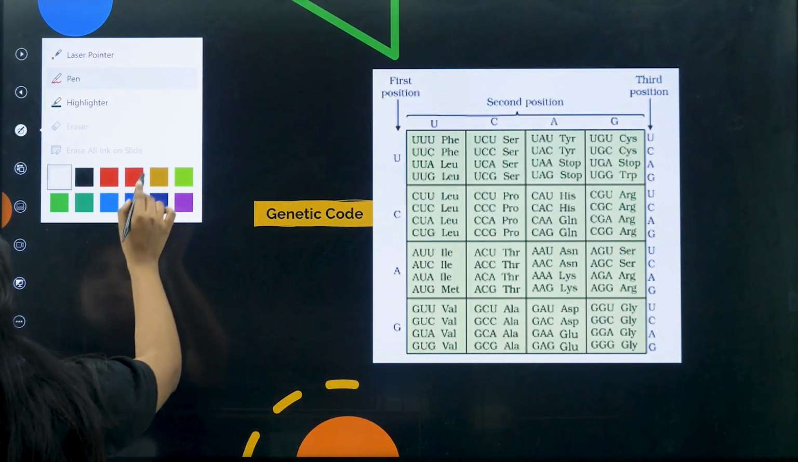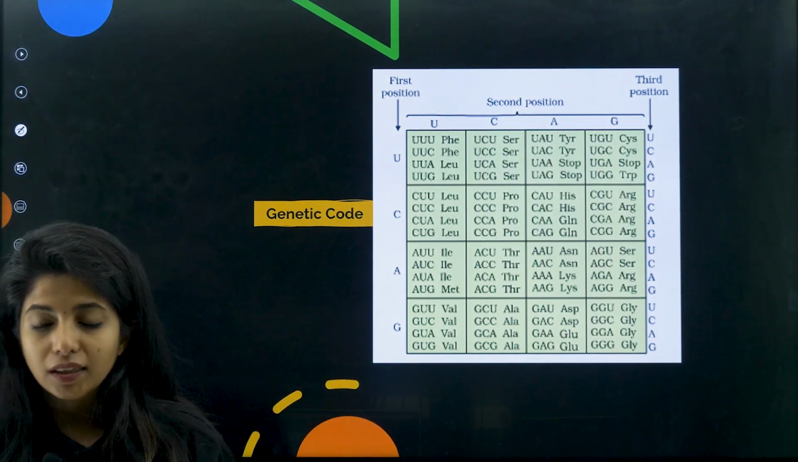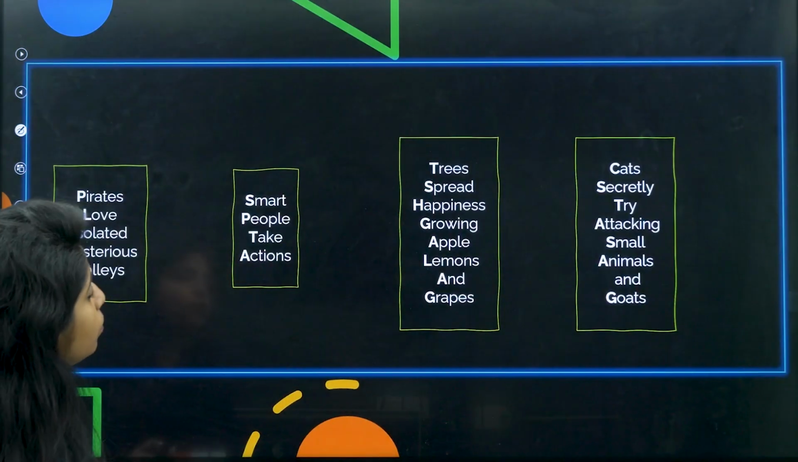Now going ahead, this is the chart that is made in your book for the genetic code. Ma'am, do we have to remember it? Yes, children, you have to remember it, the names of the codons, the name of everything. It's very easy.